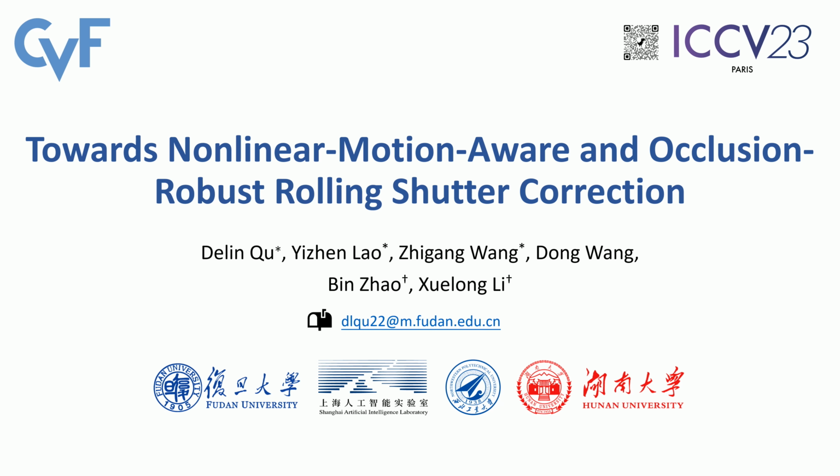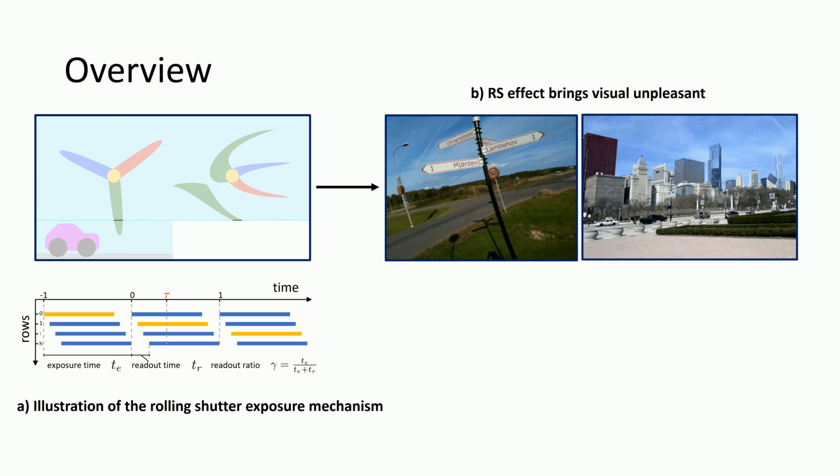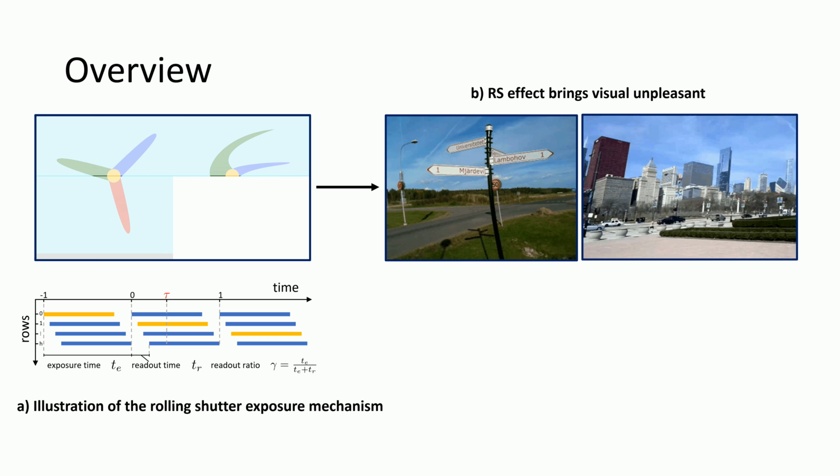We present QRSC towards nonlinear motion-aware and occlusion-robust rolling shutter correction. The RS cameras capture the image pixels row by row. The time slot between scan lines causes motion artifacts called the RS effect, e.g., wobble and skew.